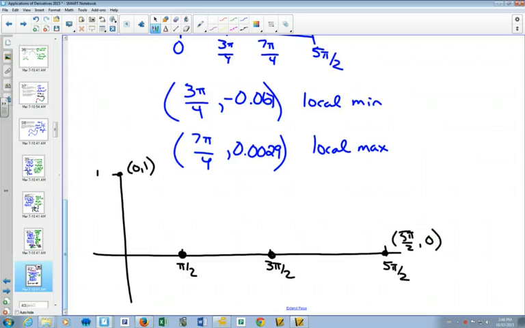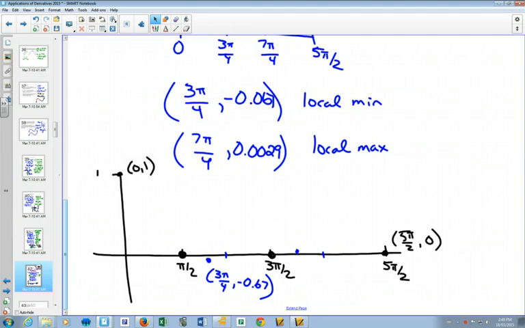At 3 pi over 4, comma, negative 0.067. So this would be pi over 2. Pi would be here. 3 pi over 4 would be about here. And we're at negative 0.067. That's our local minimum. And then at, so this would be 2 pi, at 7 pi over 4, which would be right here.